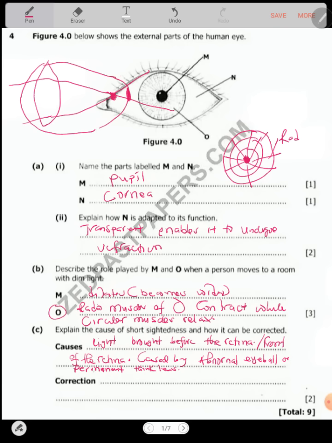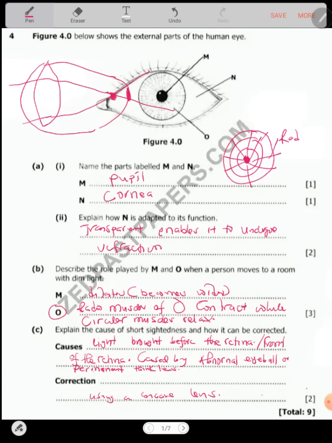Now, how can you correct this? You can correct this by using a concave lens. That's how you can correct it.